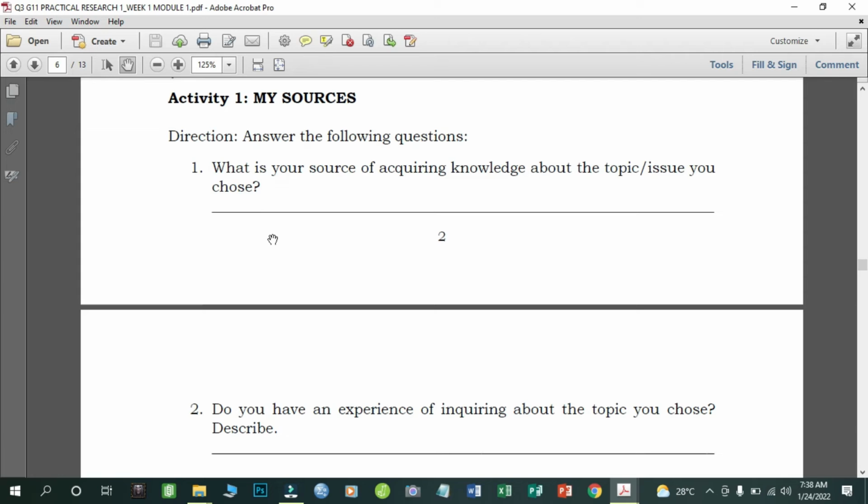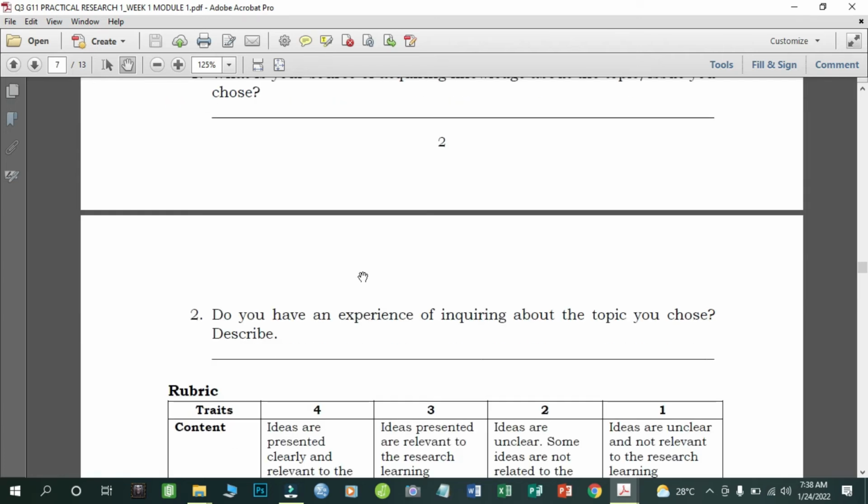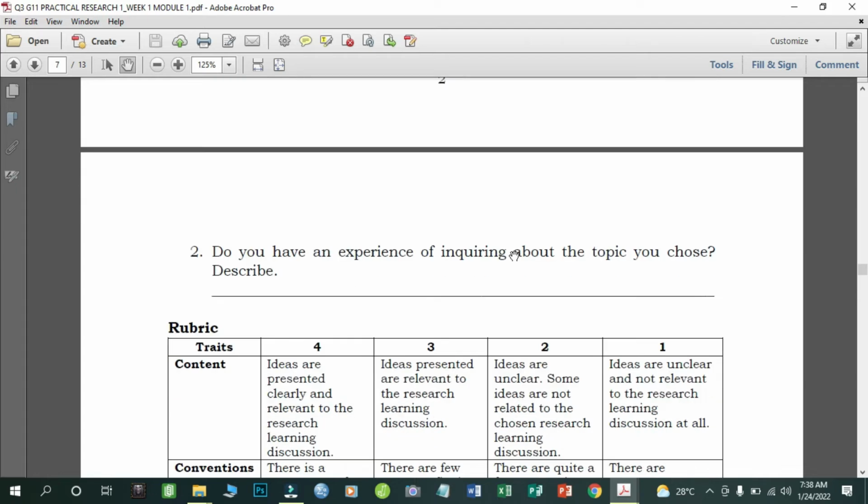So I think you have already read some of that online. Okay, then number two, do you have an experience of inquiring about a topic you choose or describe? Okay, so I think most of you have already experienced this, and you have your assignment given to you by your teacher. So you are asked to search for information. Okay, so I think you're familiar with this.